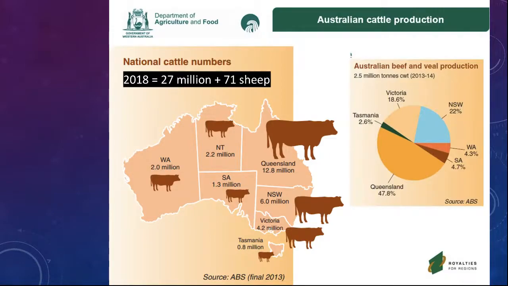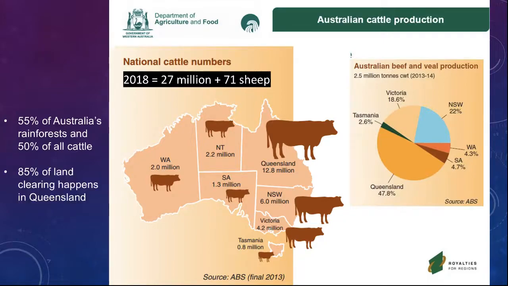And I'll explain why in a second, but just look at how 50% of all cattle in Australia are actually living in Queensland. So we have a conundrum. 55% of Australia's rainforests exist in Queensland and 50% of all cattle. So there is definitely a connection, and we can see now why 85% of land clearing happens in Queensland.